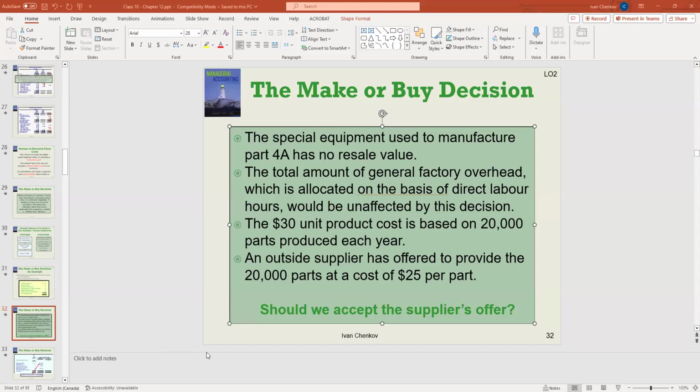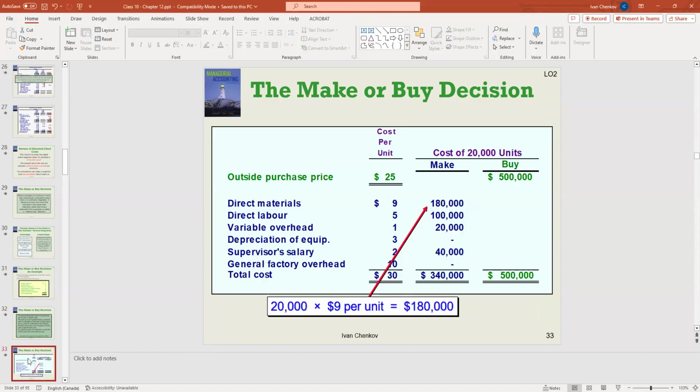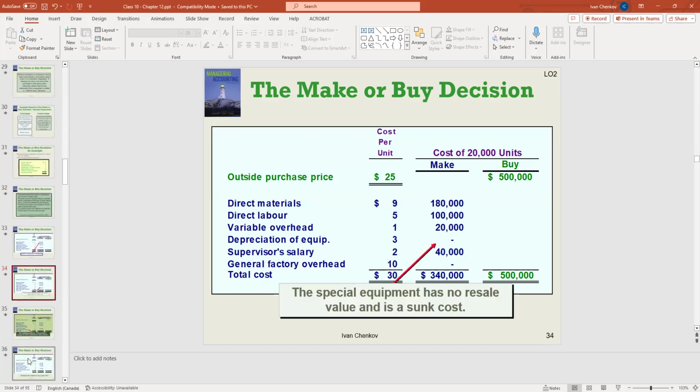Do you understand the logic why we should continue with producing our product? Simply because if we make it, it's going to be cheaper for us. The only costs we're going to have are direct material, direct labor, variable overhead, and supervisor salary. If we stop making it, we can save only $340,000, but we have to pay $500,000. So we clearly are going to lose $160,000 over the 20,000 units for the decision to buy versus to make it. For that reason, we should keep making it.